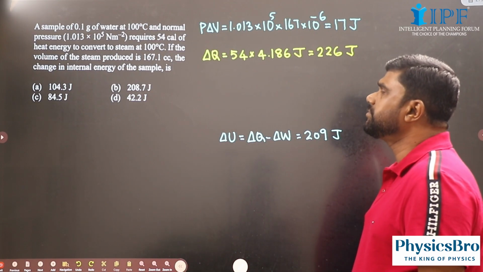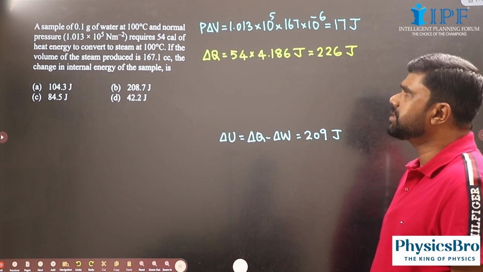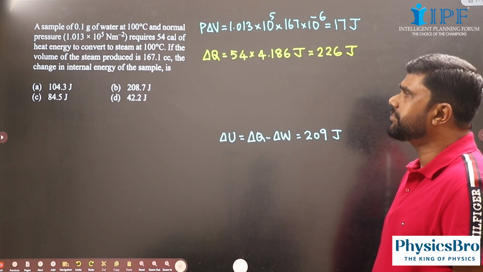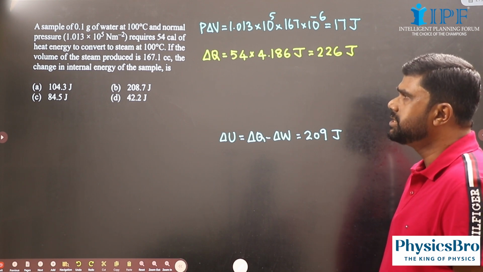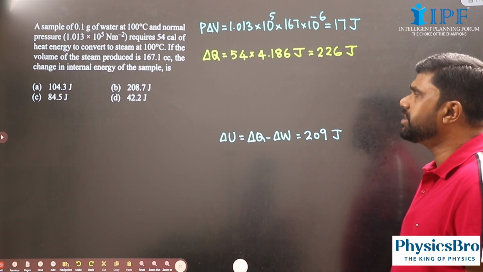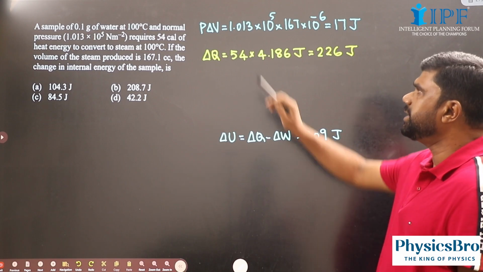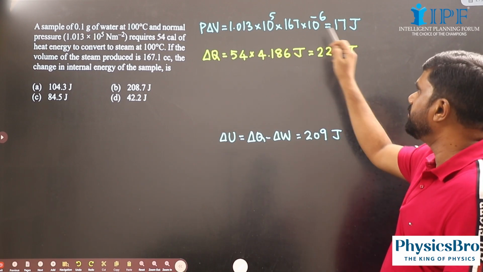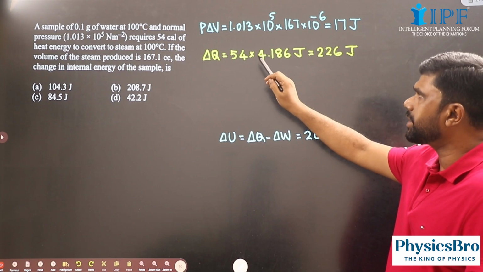A sample of 0.1 gram of water, 100 degrees Celsius and normal pressure requires 54 calorie of heat energy to convert to steam at 100 degrees Celsius. If the volume of steam produced is 167.1 cubic centimeter, the change in internal energy of the sample? P delta V, again work done, that we will get 17 joule, and delta Q is 54 calorie.